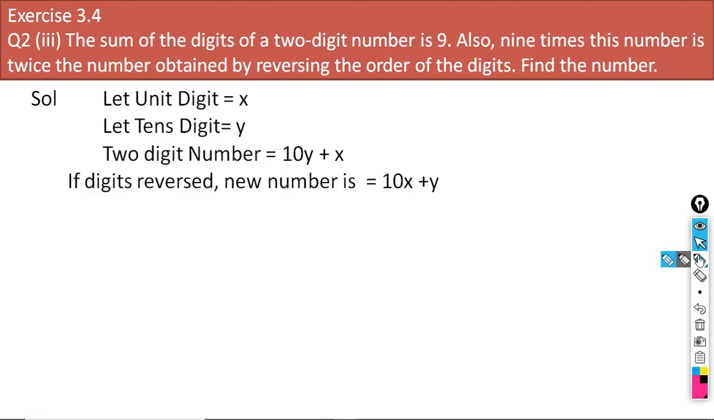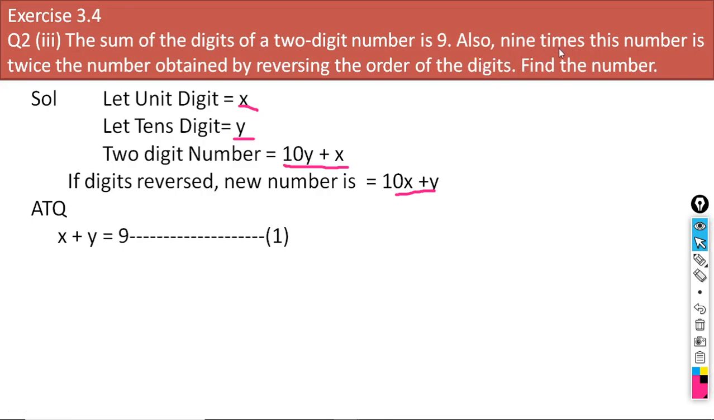Now students, it is very important to understand that when we are talking about the digits, x and y are digits, and the number is 10y plus x. If we interchange the digits, the reversed number is 10x plus y. So we come to the first statement: the sum of the digits of a two-digit number is 9. We are talking about the sum of the digits, meaning x and y. Their sum is 9, so x plus y is equal to 9. This is the first equation.